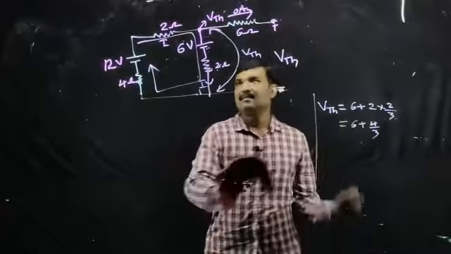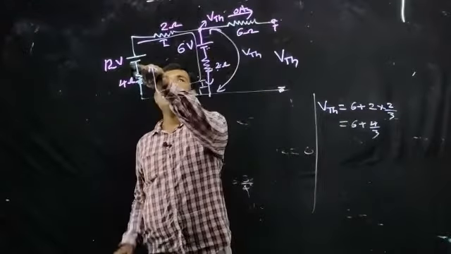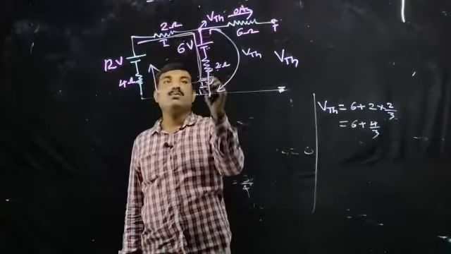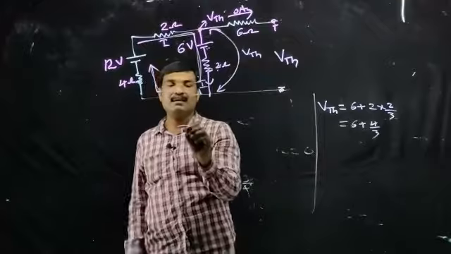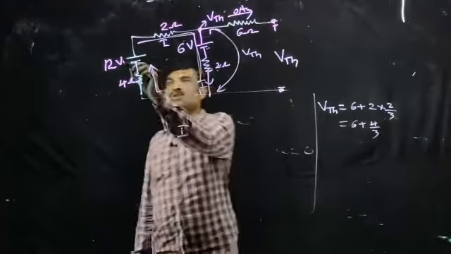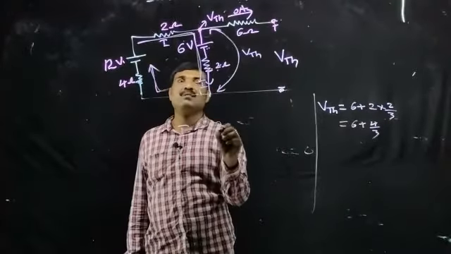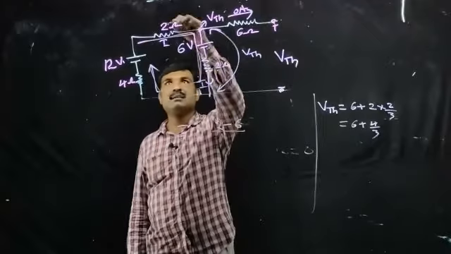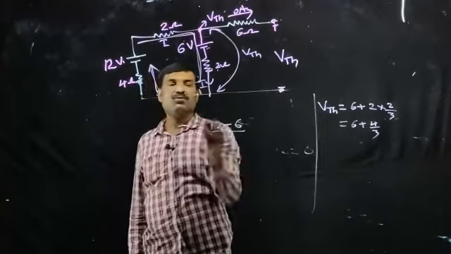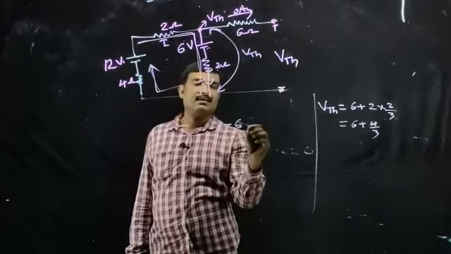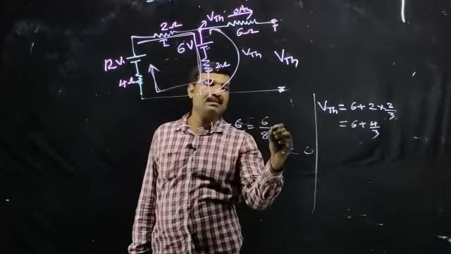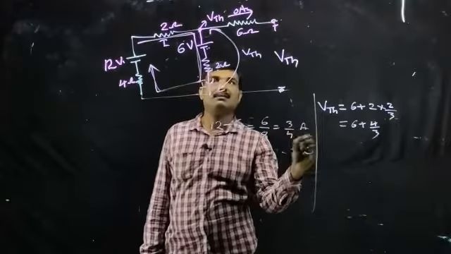Or we can do this as we have only one loop, right? So for obtaining the value of current, we can directly take the potential difference, that is 12 minus 6, all divided by total resistance, 2 plus 2, 4 plus 4, that is equal to 8. So 6 by 8, which means 3 by 4 ampere, right?